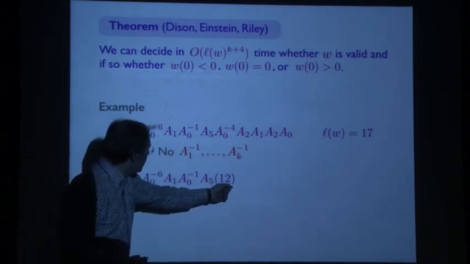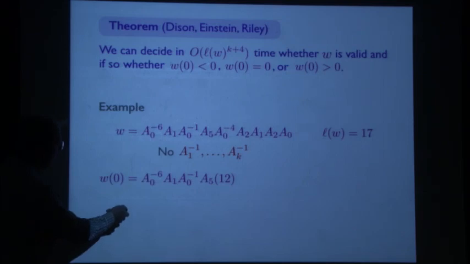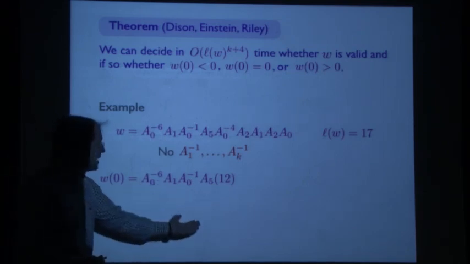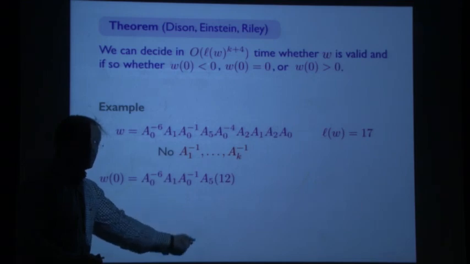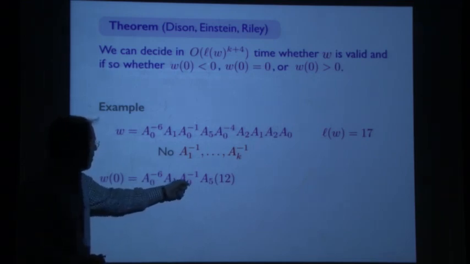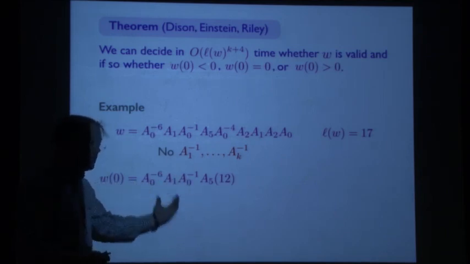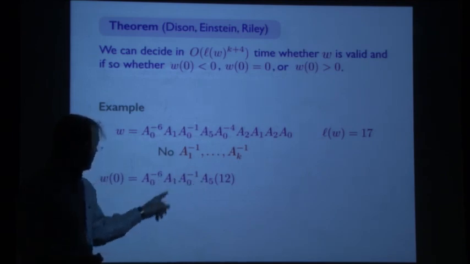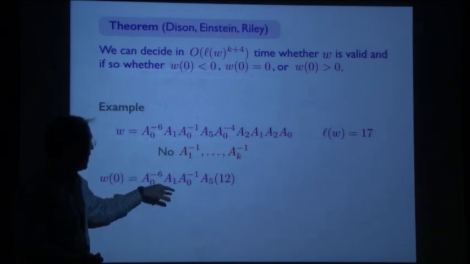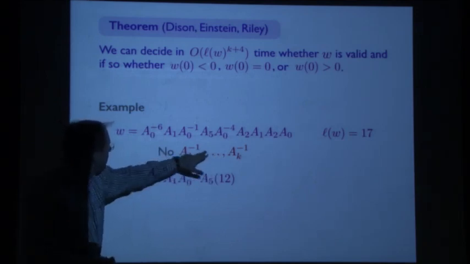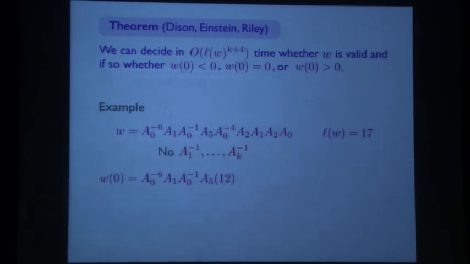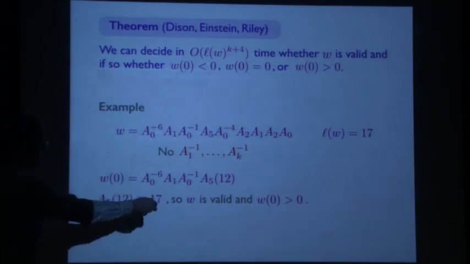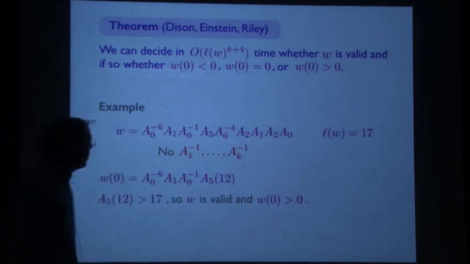So you get to this point, you know this is bigger than 17, and then everything that follows couldn't possibly bring us back down to 0. There's just not enough. The only thing that decreases the number is A0 inverses. So we don't get down to 0. So we conclude that's bigger than 17. So this is valid, and the word evaluates to something positive.